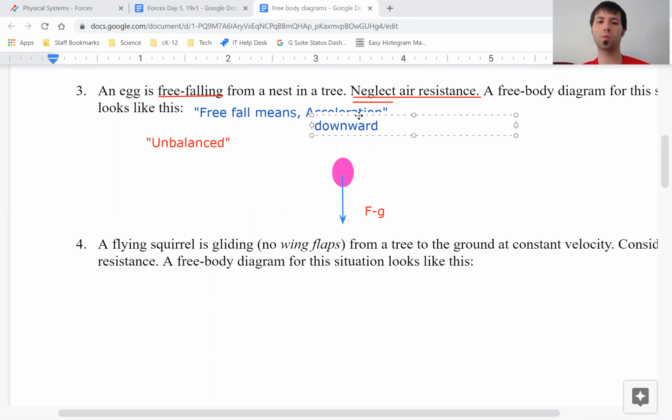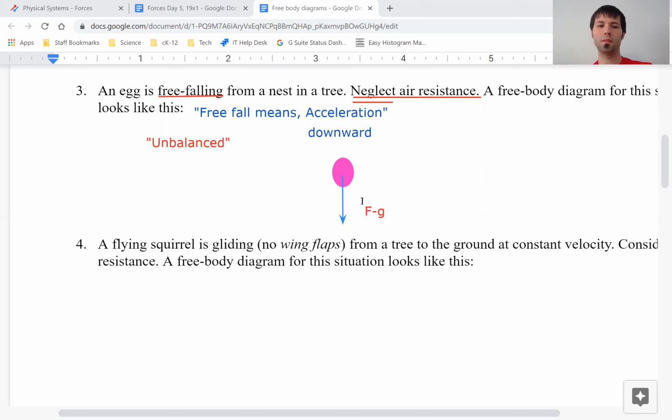This egg only has one force on it. And to neglect air resistance would mean that there's no air. So this thing is falling through something that has no air, which you don't usually find eggs in a vacuum. So this isn't a very realistic situation. But this example is just here to show you that when you're free falling, the force that is causing you to accelerate is gravity, and that's pulling you down. Okay, so we're done.